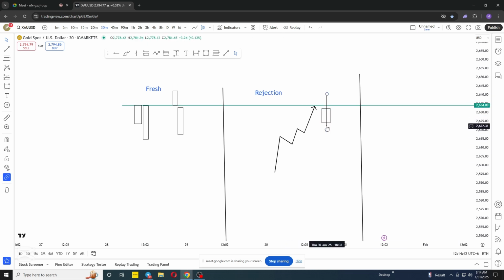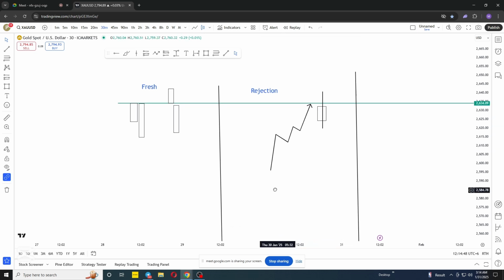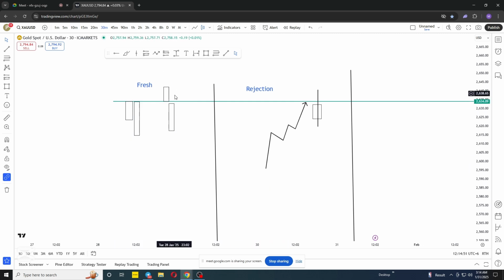Now the rejection, does the color matter? The answer is no. It could be green or red, buy candle or sell candle. No issue. Now when you are watching the fresh level like daily, and you see the rejection, then you go to 1 or 2 time frames lower. There is something called time frame coordination. So if you're watching monthly, you can jump to daily or weekly. If you are watching weekly, you can jump to daily or H4.